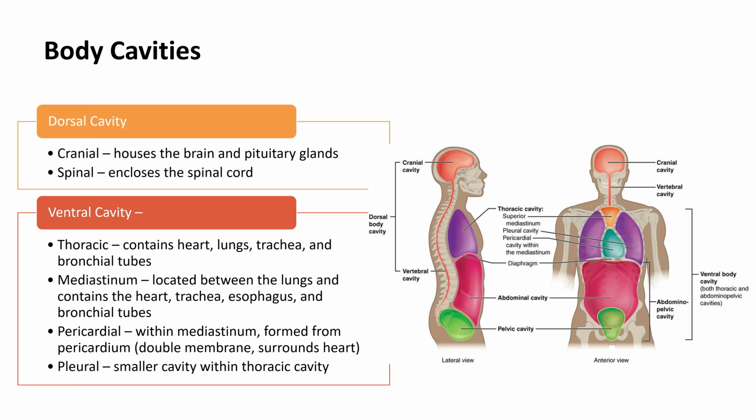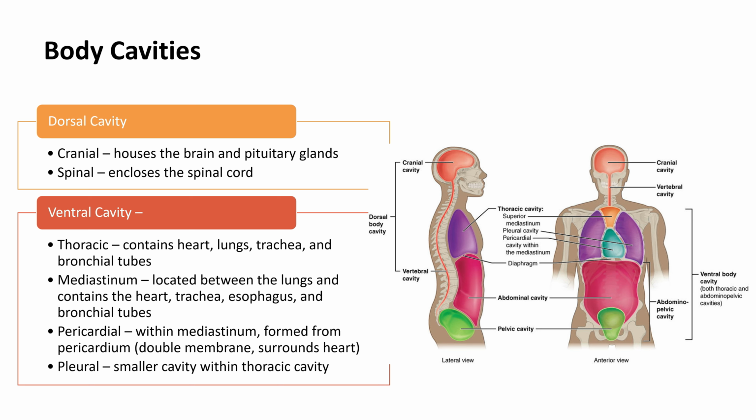Your body cavities are here for you. Your dorsal cavity is going to include your cranial and your spinal cavity, and it houses the brain and pituitary glands, while your spinal encloses the spinal cord. Your ventral cavity is going to be your thoracic, your mediastinum, your pericardial, and your pleural spaces. So here you'll see your thoracic contains your heart, lungs, trachea, and bronchial tubes.